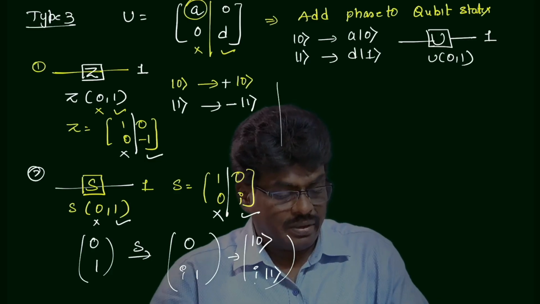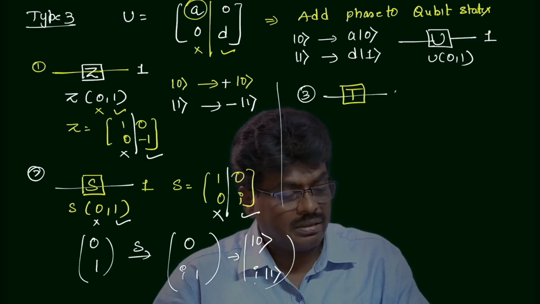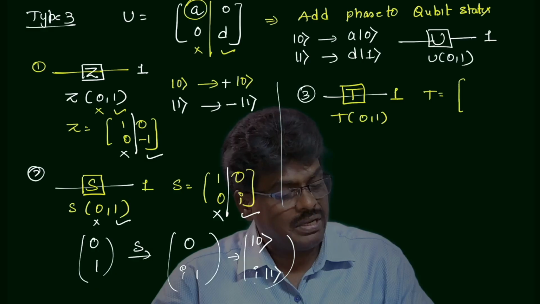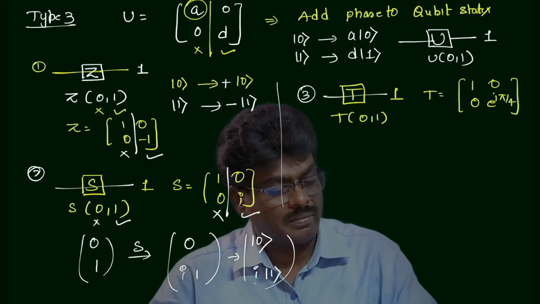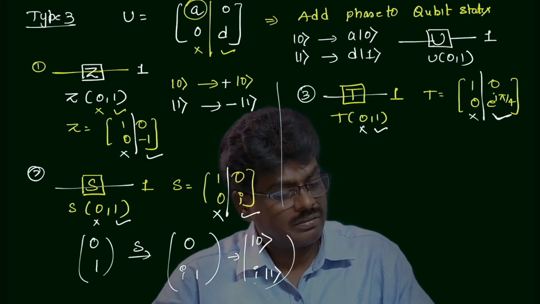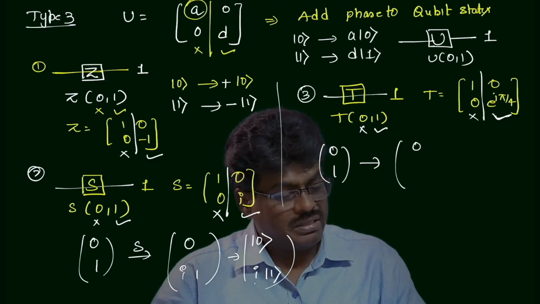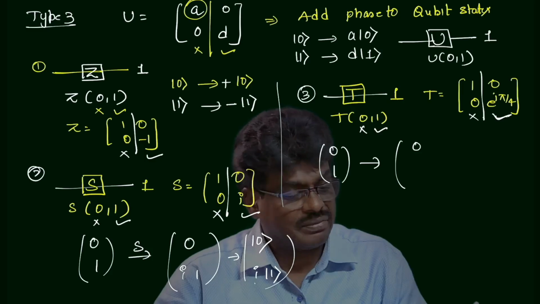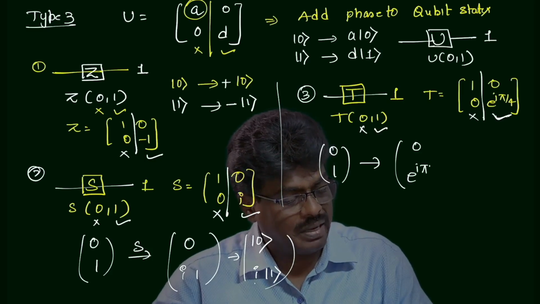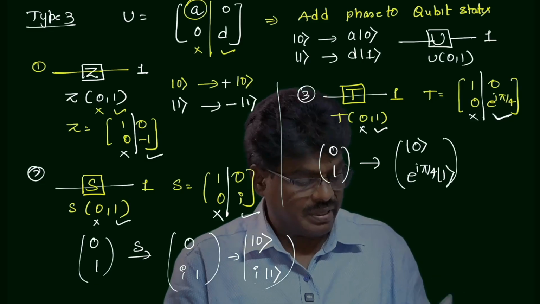Let me take one more example, the third one. This is a T gate I am taking, single qubit 1. So the operation is T of 0 comma 1 and the T operator unitary matrix is 1 0 0 e raised to i pi by 4. So this is off, on, first column off, second column on. So that's why 0 gives 0, no change, and 1 will have an extra phase factor of e raised to i pi by 4 1. So if you have a problem, you can add this Dirac notation like this.